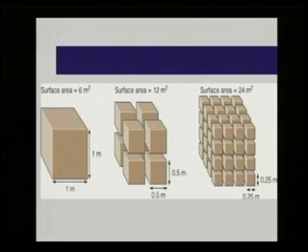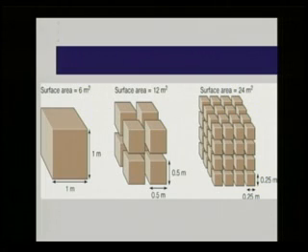Here we have the same volume of material, but with different surface areas. Note what happens when we take a 1 meter cube, and we have 6 square meters of surface area exposed on the left-hand side. If we divide that into 8 blocks instead of the one big block, we've now doubled our surface area to 12 square meters. If we break it down again, we now have 24 square meters of surface area.